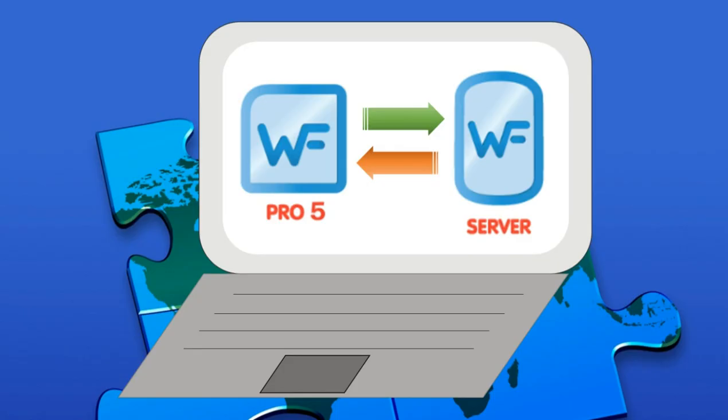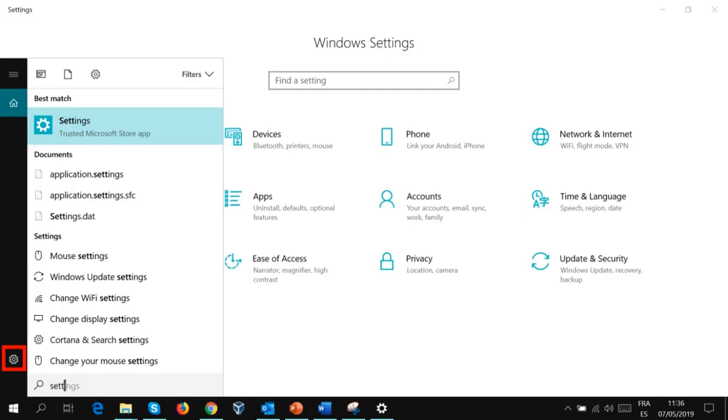So we have one computer, and in the same computer we have the two applications together, Wordfast Pro 5 and Wordfast Server, and we want them to talk to each other, connect, retrieve TMs and glossaries and add to them. The first thing you want to do is know your computer's name to be able to make it work.